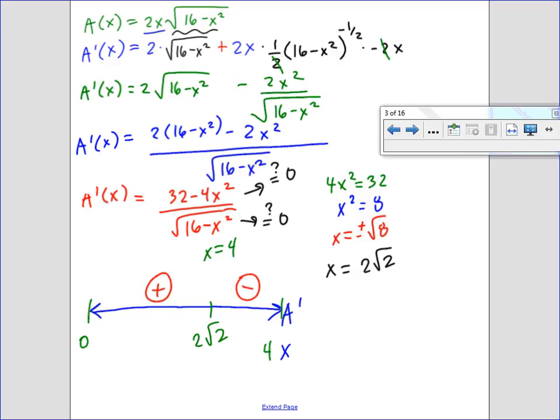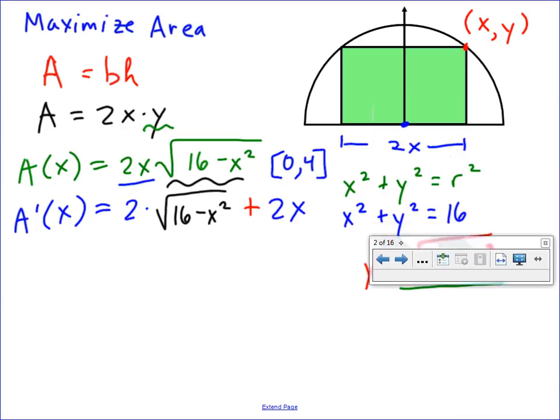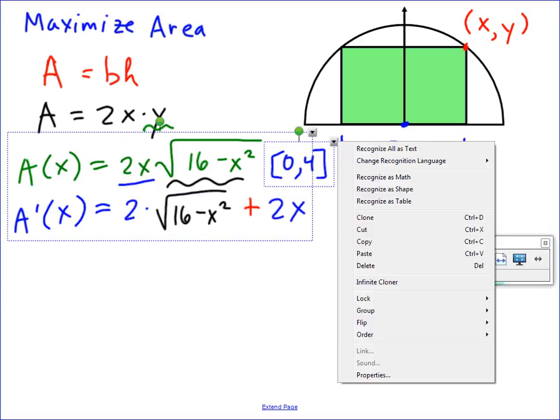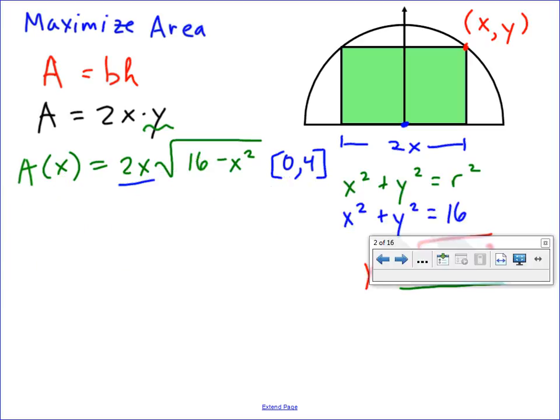What, if anything, have we learned? We know A must be increasing up until critical value 2 root 2, and then decreasing, verifying that we have found the x value of my rectangle that will make a maximum area. A maximum area. Cool. So what are we going to do? I'm going to undo this so I can delete that. It's not finished. So we're going to go ahead and figure out what my area would be when I put in 2 root 2, and that'll be my maximum area possible.